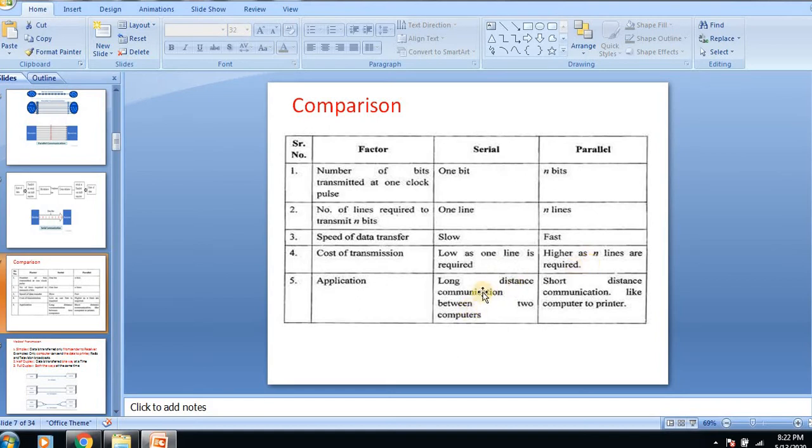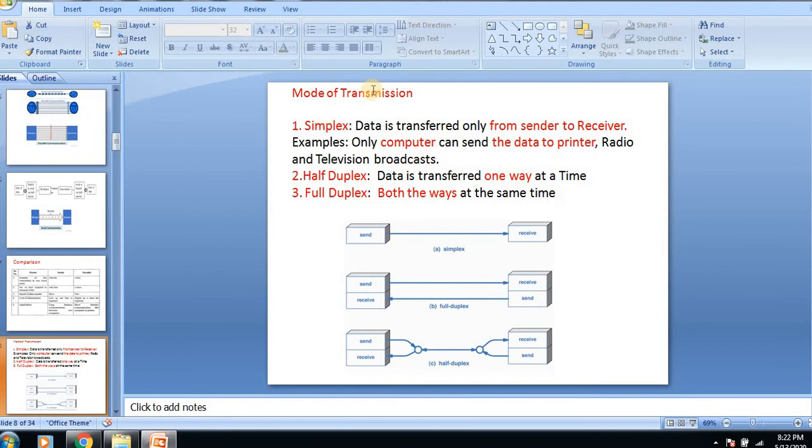So for application, serial transmission is used for long distance communication, for example between two computers, while this one is for short distance communication like computer to printer. Okay, right. So next we'll see the mode of transmission.